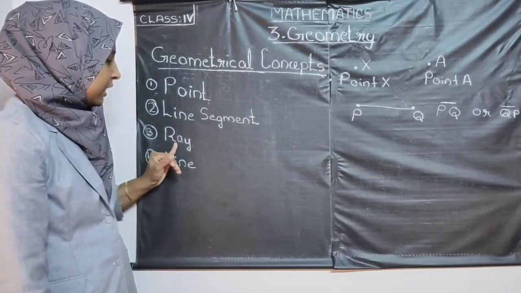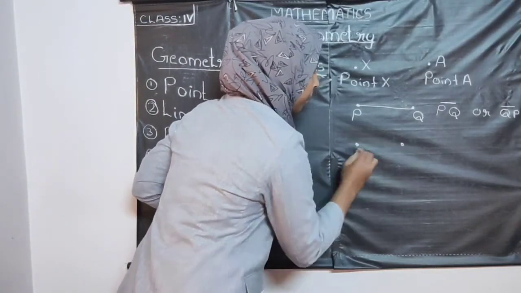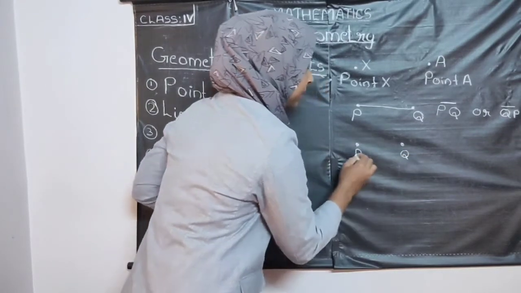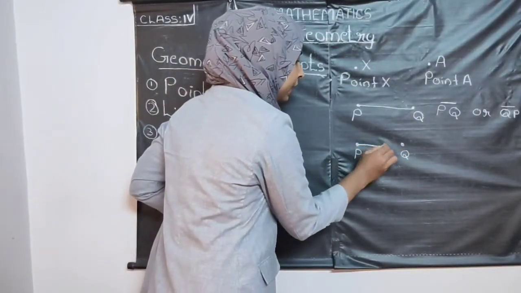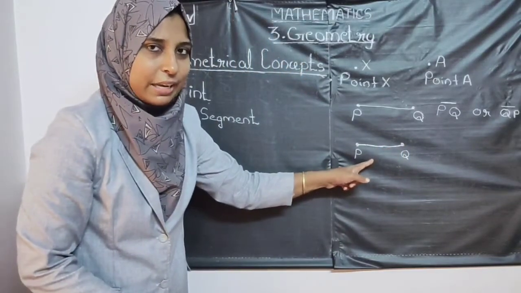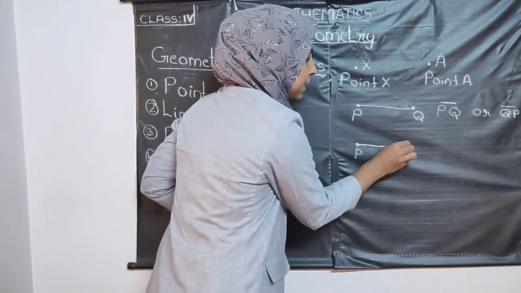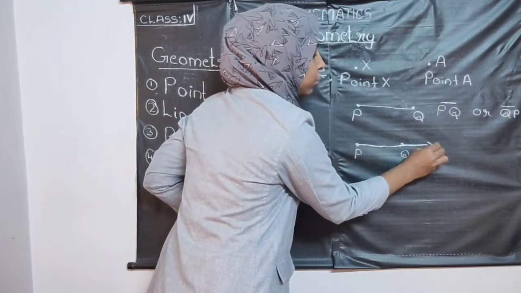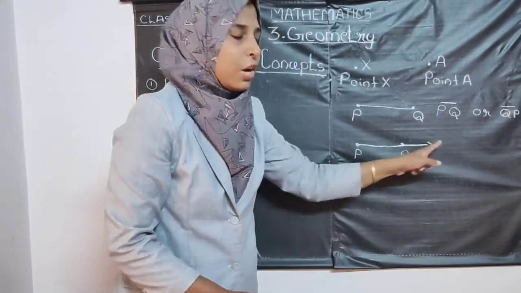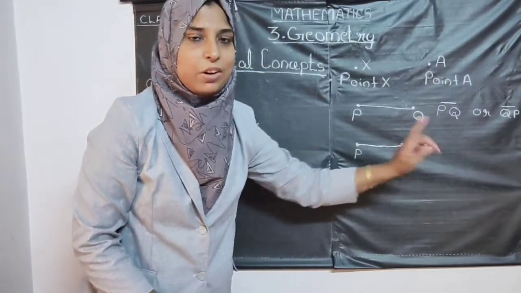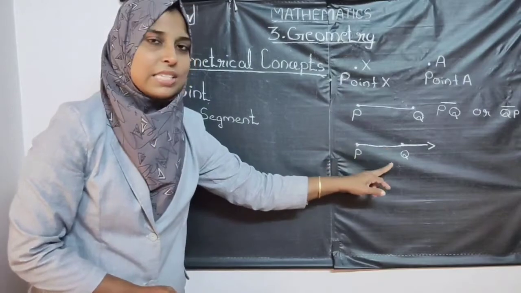Understood? Next term is ray. All of you look here. Again I am going to draw 2 points, capital letter P and capital letter Q. I am going to join them, and now it becomes a line segment. And again I am going to extend this line segment indefinitely to one direction, only in one direction. That's why we are putting this arrow. It can be extended indefinitely. So this is a ray.